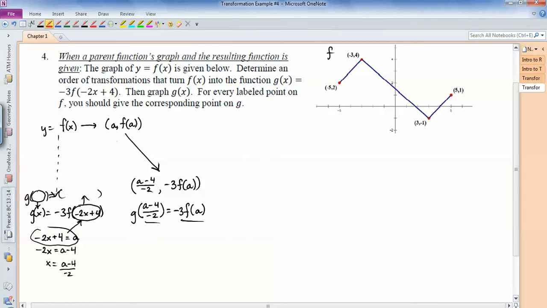To go from a to a minus 4 over negative 2, I'm going to have to first subtract the 4, then divide by 2, and then multiply it by negative 1. So I could go left 4, then I'm going to divide by 2, so that's like a horizontal shrink by 1/2. And then I need to make it negative. That's like multiplying the whole thing by negative 1. So that would be a horizontal reflection. And remember, that means about the y-axis. And then to get from f of a to negative 3 f of a, I'll do a vertical stretch by 3, and then I'll do a vertical reflection.